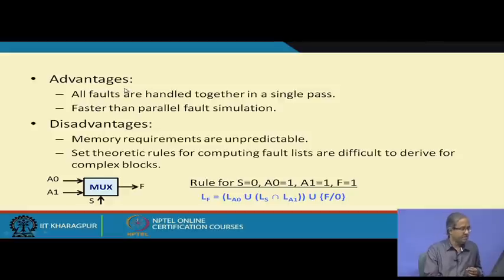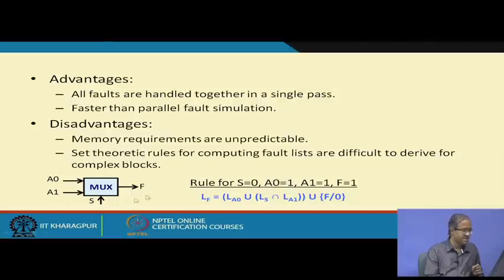So, the advantage of this method is that all faults are handled together in a single pass, and therefore, it is faster than parallel fault simulation. But the disadvantage is that the fault lists can grow unpredictably. So, memory requirements are typically much higher, and also the set theoretic rules in terms of computing are a little difficult.